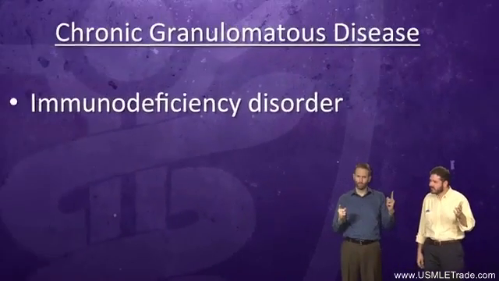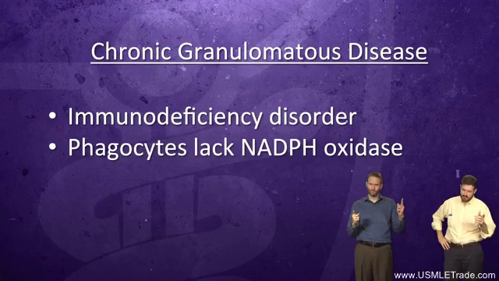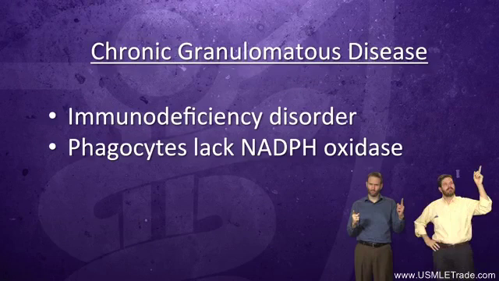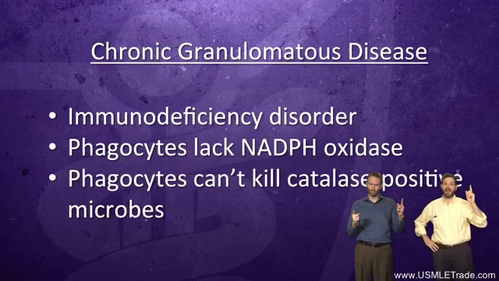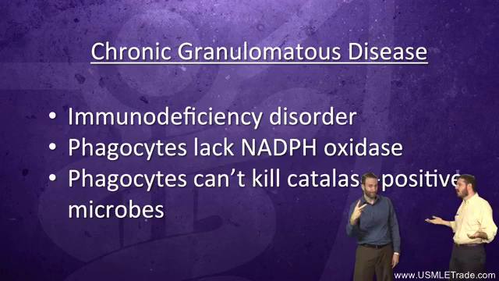Chronic granulomatous disease is a rare immunodeficiency disorder where the phagocytes are deficient in the enzyme NADPH oxidase. That means they can't generate oxygen-free radicals. So the phagocytes can engulf catalase-positive microbes, but they can't kill them. Like staph or Aspergillus. Exactly.